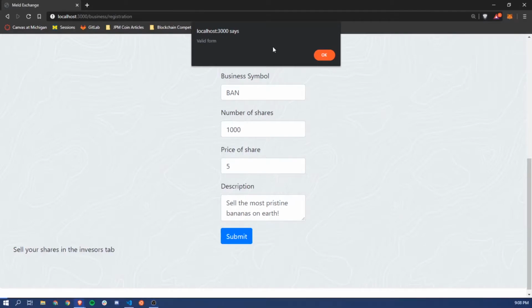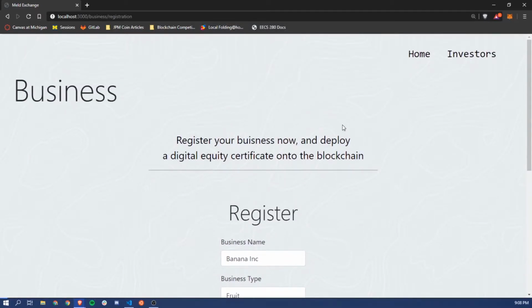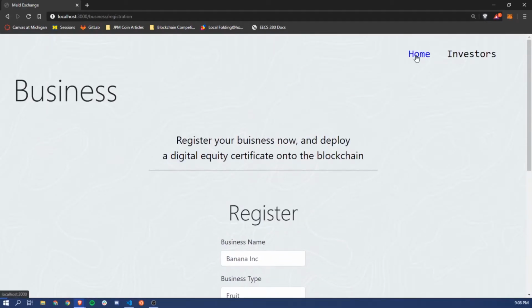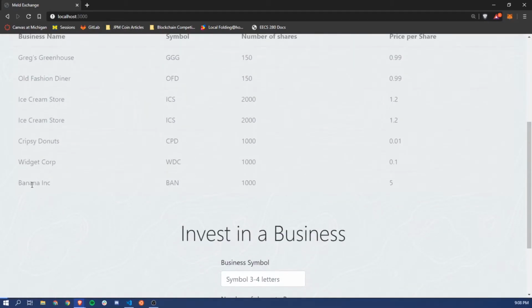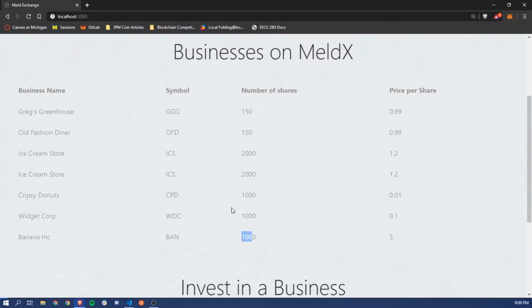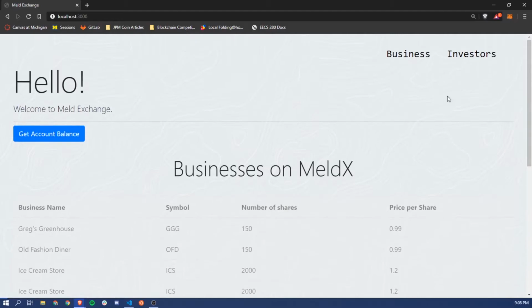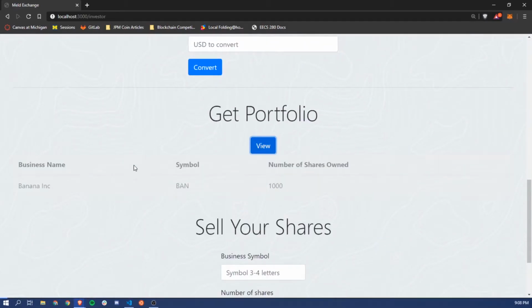Now it's completed and it deployed the contract. As a business owner, I deployed my contract at 1,000 shares and $5 a share. Let's view the new business here. We have Banana Inc., 1,000 shares at $5 a share. Now if you go into investors and view our portfolio, we have all 1,000 shares that we issued.